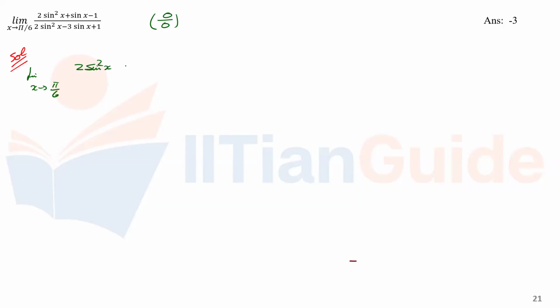Sin square x plus sin x minus 1 divided by 2 sin square x minus 3 sin x plus 1. Please factorize it, complete it, and tell me the answer. Hurry up.